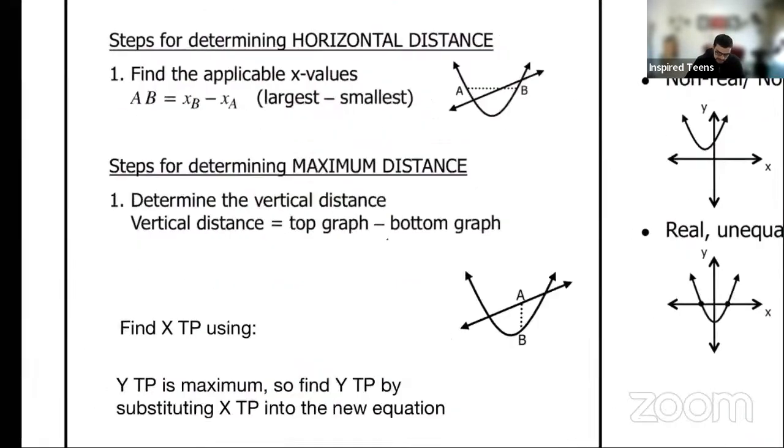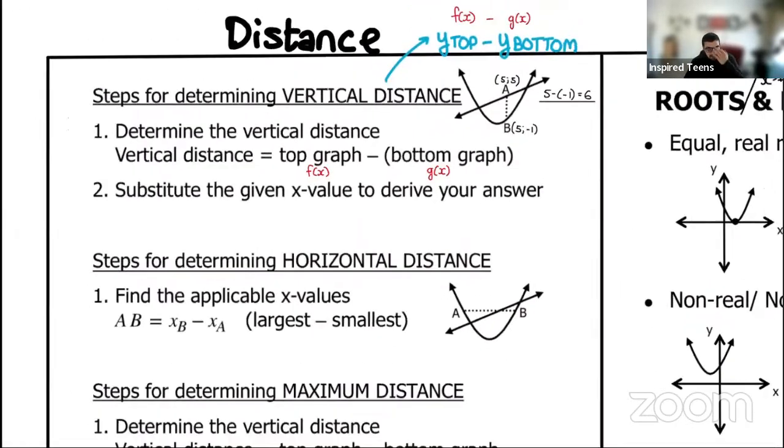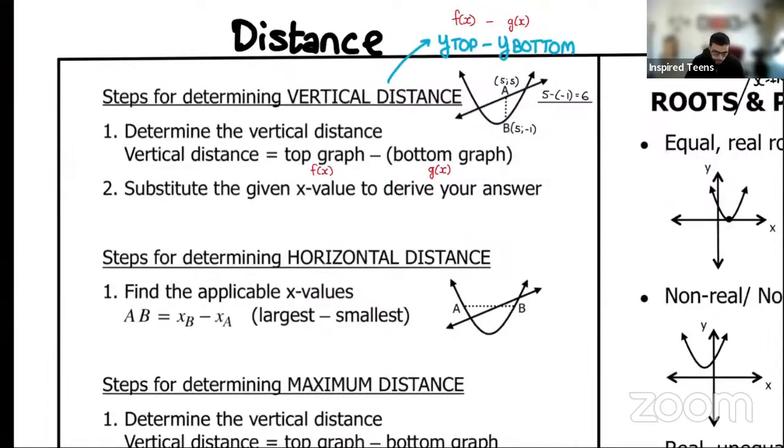We'll discuss maximum distance in a bit, but that's the case when it comes to maximum distance more. So we say the top graph minus the bottom graph. That's to determine vertical distance. Alternatively, if it's a simple example, the y top coordinate minus the y bottom coordinate, and then substitute the given x value to derive your answer.